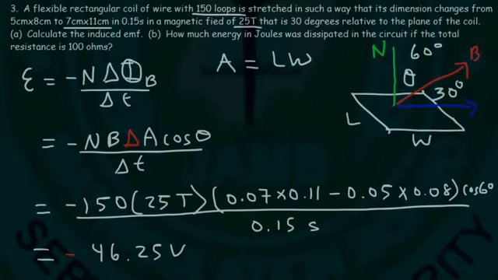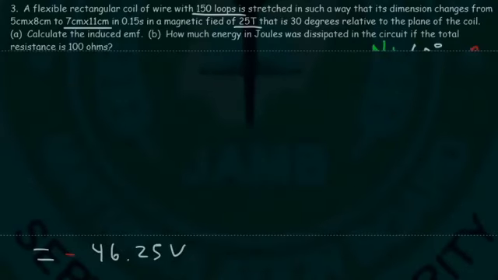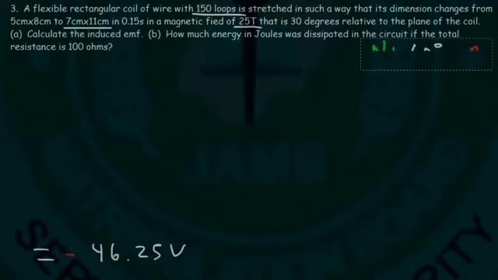Now let's move on to part B. How much energy in joules was dissipated in the circuit if the total resistance is 100 ohms? So before we can find the energy, we need to calculate the power. And before we can find that, we need to find the current. So let's find the current first.